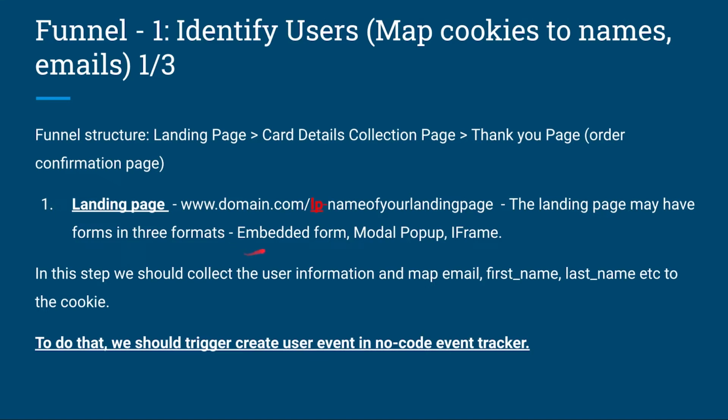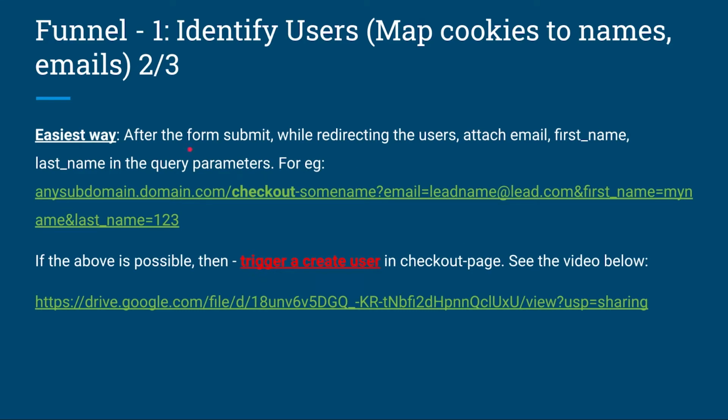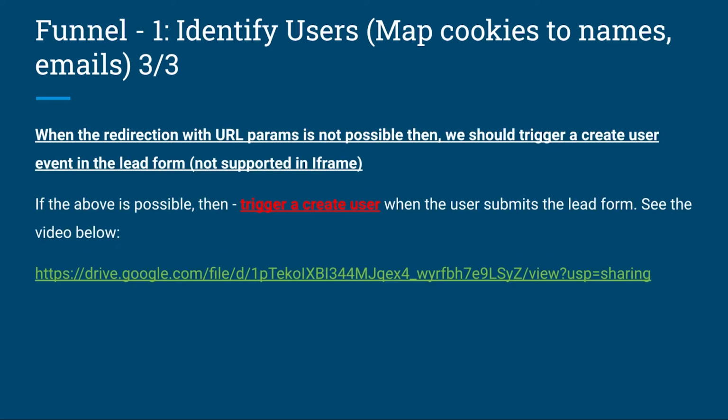Even in the case of embedded form, you can do it. After the form submit, when you redirect the users, you send the information that you collected on the first page like the email, first name and last name through the query parameter to the next page, here the checkout page, so that you can trigger the create user in that page. So the other way is when you are not able to send the details in the URL query parameter, you can actually trigger the create user event on the first page itself when the user submits the form. So let me show you how you can set up this create user event in both the scenarios.